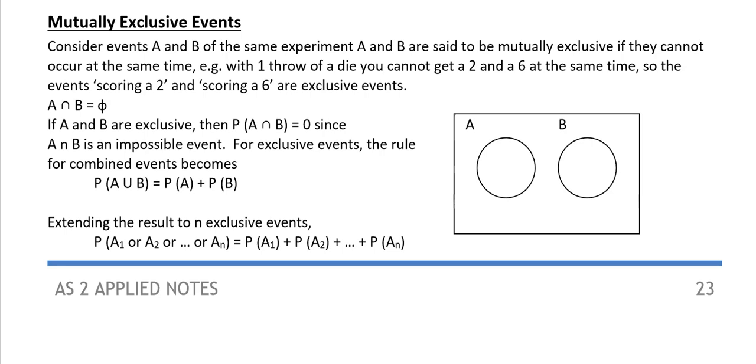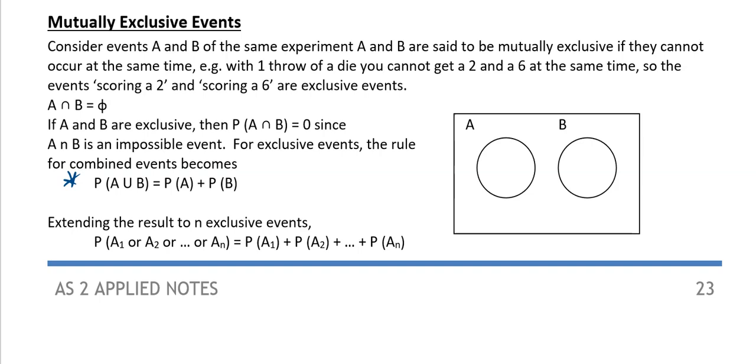So when you have mutually exclusive events, the probability of A and B is equal to 0. That means the probability of A or B is equal to the probability of A plus the probability of B, minus the probability of A and B, remember your formula. But if that's 0, you're just taking away 0. So really, that's why you have this formula.